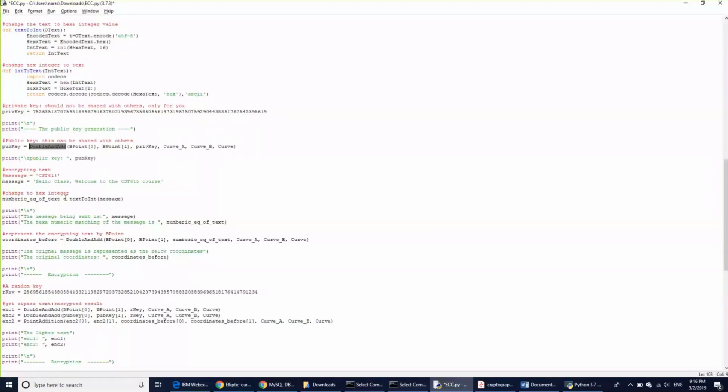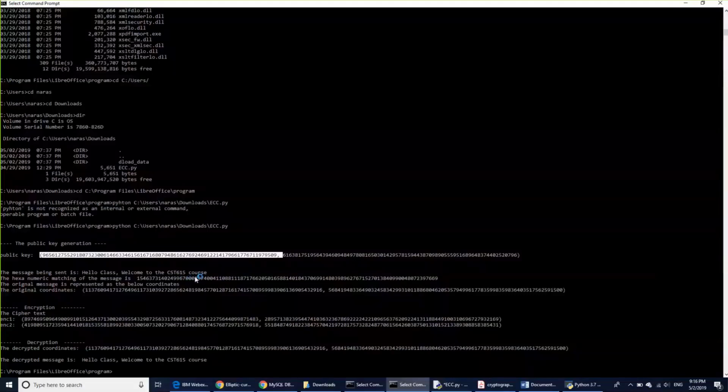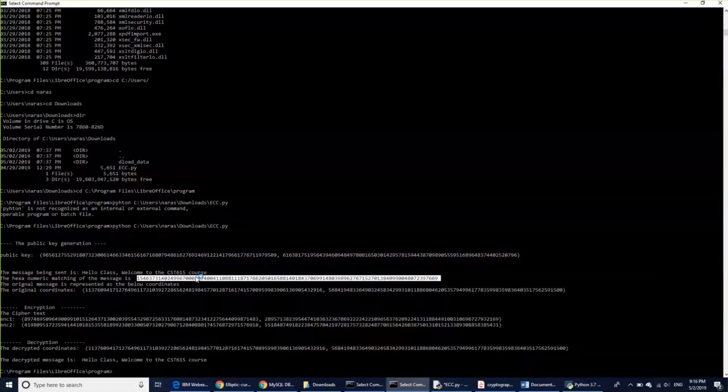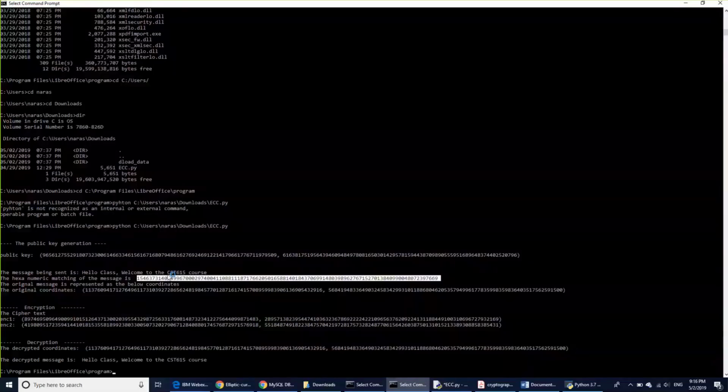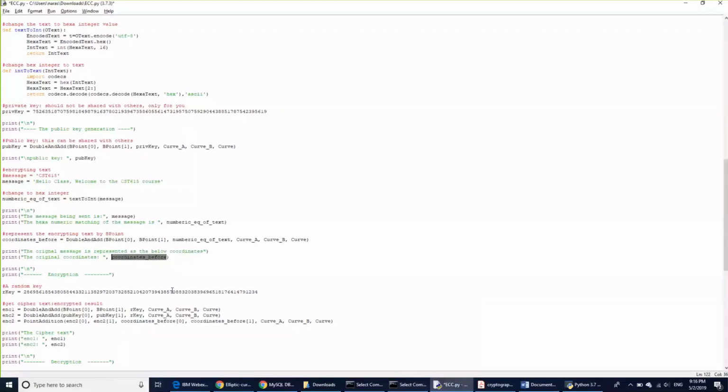Here the hexadecimal equivalent for this original message is here. This is the hexadecimal equivalent. And the original coordinates are located here. These are the original coordinates, and the calculation for this one happens with this call.